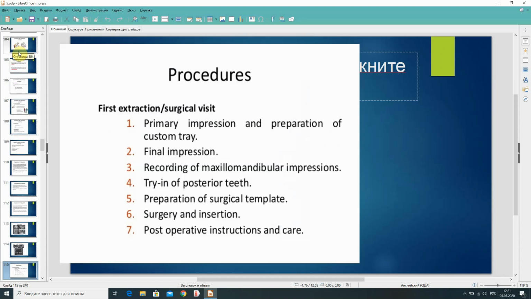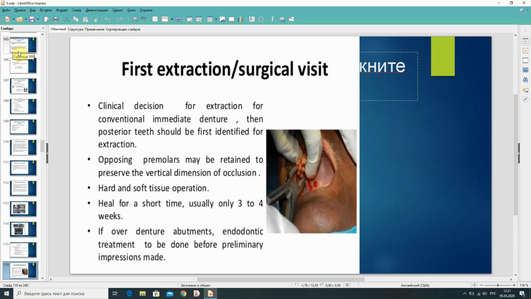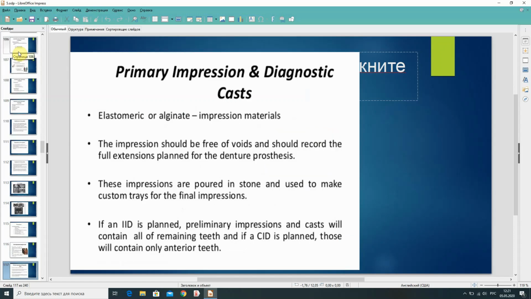Procedures. First extraction, surgical visit. Primary impression and diagnostic tests. Elastomeric or alginate impression materials. The impression should be free of voids and should record the full extensions planned for the denture prosthetics. These impressions are poured in stone and used to make custom trays for the final impressions.